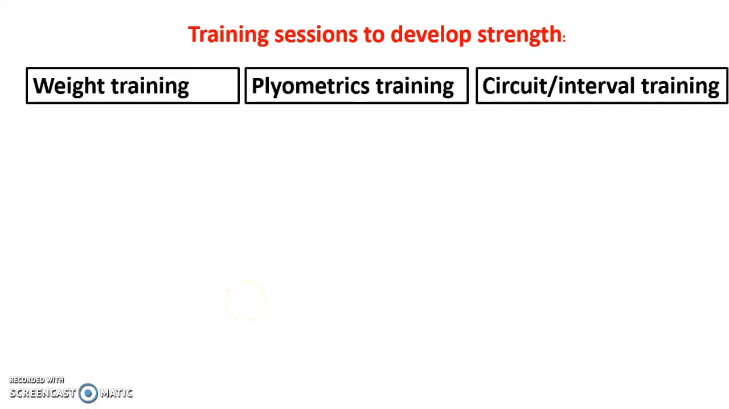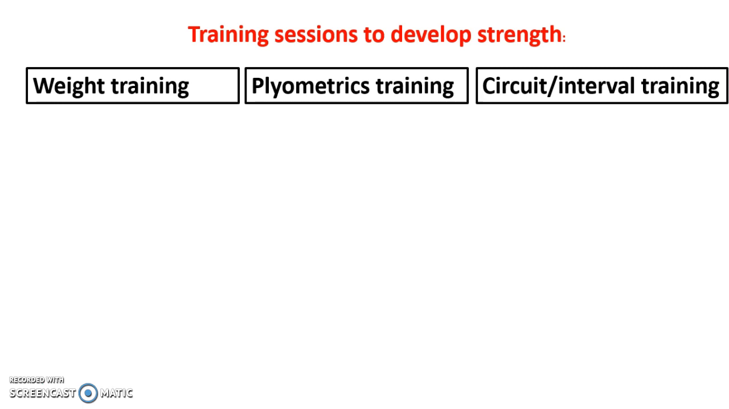Today's focus is going to be on training sessions to improve or develop strength. Now, when we're looking at strength training, I have to make this really, really clear. This screencast is focusing on how you would describe an individual weight training, plyometrics or circuit session, or a weight training, plyometrics or circuit training program, in the exam. What it's not doing, that'll come in the next screencast, is looking at the concept of evaluating them.